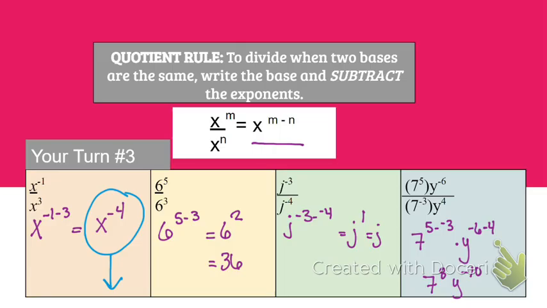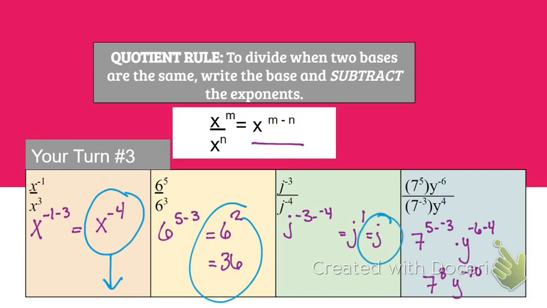For the second one, keep the same base, so keep the 6, and then subtract the exponent, so 5 minus 3 is 2. Either of these is acceptable. You can leave your answer 6 squared, or you can change it into a 36. For the j's, negative 3 minus negative 4 is 1, so j to the first is just j.